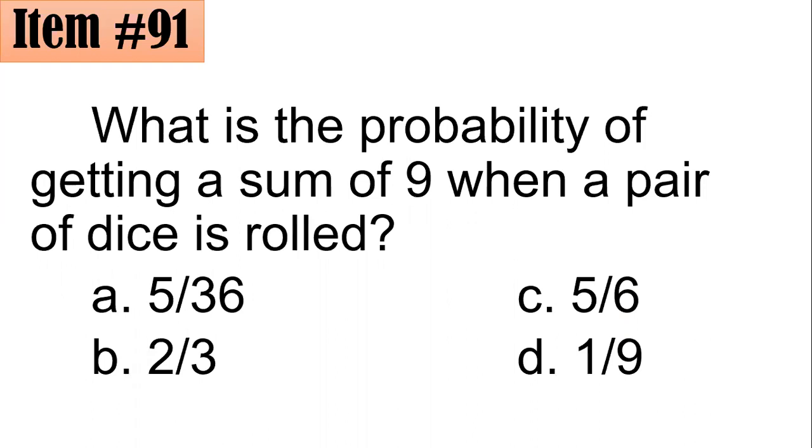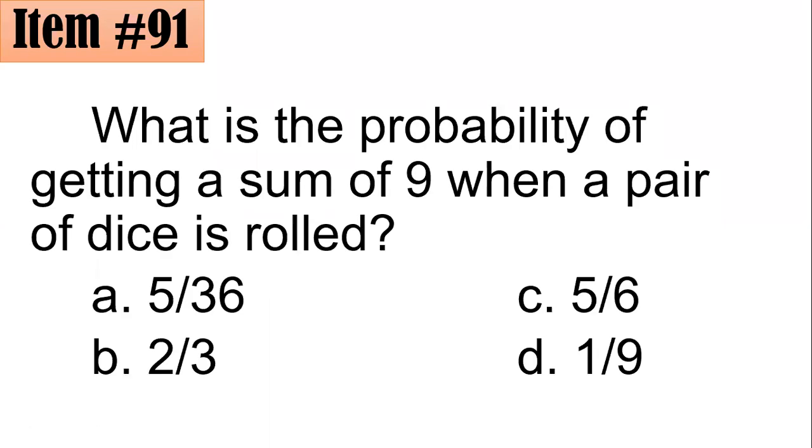What is the probability of getting a sum of 9 when a pair of dice is rolled? Is it 5/36, 2/3, 5/6, or 1/9? Please comment your answer in our chat box. Okay, let's see your answers. I see some D, as in dog. Okay, but which is which?